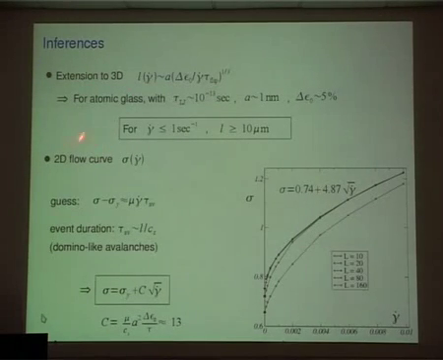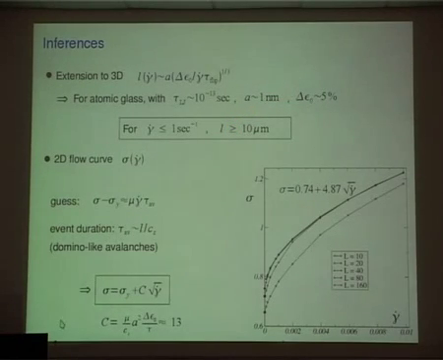Okay, I'll just pass on that to tell you that this can be extended in 3D, and it gives, in fact, a very reasonable relation between length scale and strain rate, which corresponds to what is seen in experiments. So essentially, for a reasonable strain rate of 1 second minus 1, it tells you that you can have correlations up to microns.